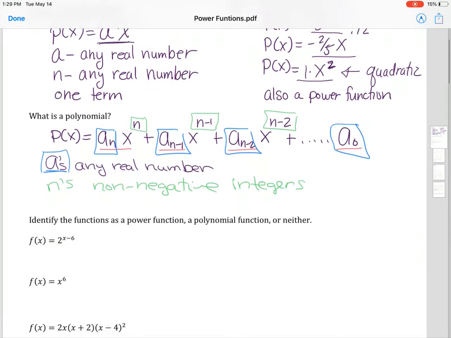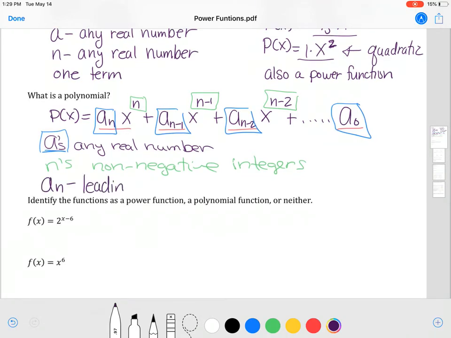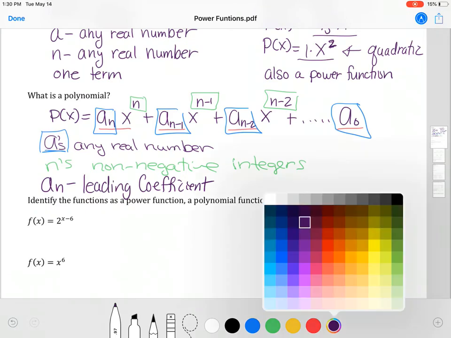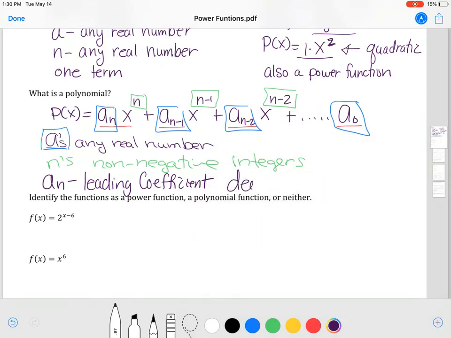Okay, now we have the leading coefficient. The leading coefficient would be your an. So think of your leading coefficient as the coefficient that's in the front when you list it in order, in descending order from the highest or the largest exponent for x all the way down to the smallest exponent for x. So when you list it in descending order, that coefficient that's in the front, that's going to be your leading coefficient. Now the exponent that goes with that leading term is called your degree. That's going to be your largest exponent for x.